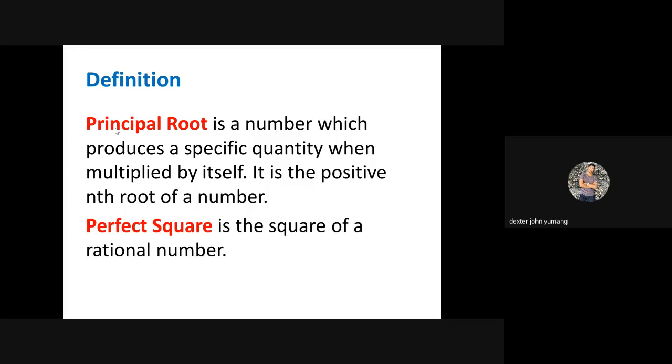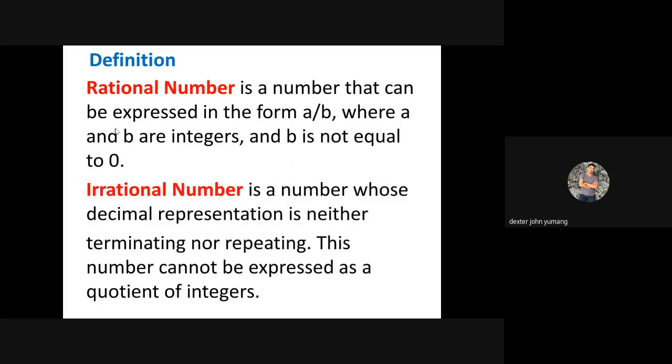Nakuha? Next, rational number. When you say rational number, it can be expressed in the form a over b. Ano po iyan in short? Is it a fraction? Yes or no? Is it a fraction? Or division? Fraction, sir. Fraction daw po. Tama. a over b is a fraction, where a and b are integers and b is not equal to 0. Yan po yung rational number. I'll give you an example.